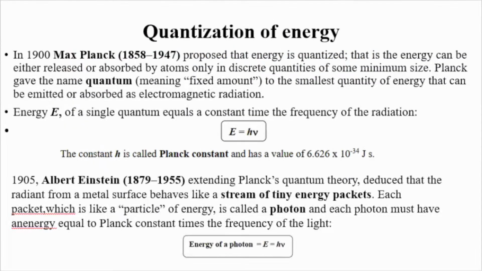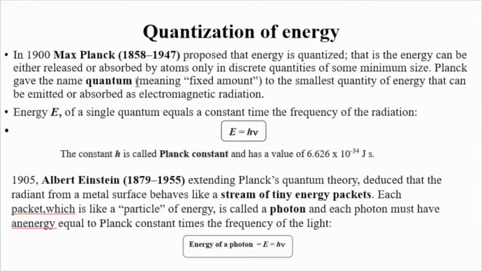Okay, then after finding this equation, the Max Planck indicated that energy, the atoms can absorb the minimum amount of energy released or absorbed. It is known as the quantum. Atoms absorb in quanta. Then this energy is emitted or absorbed as electromagnetic radiation.